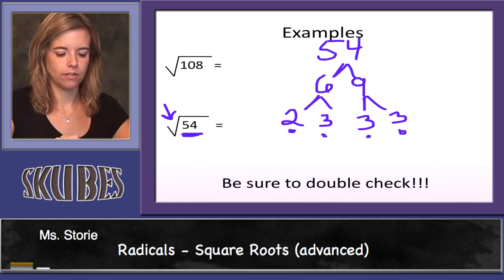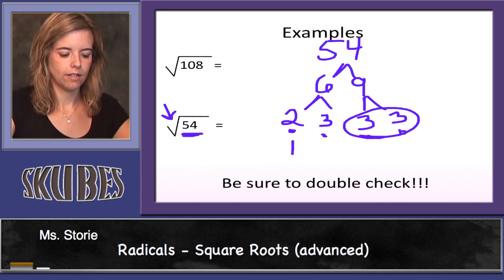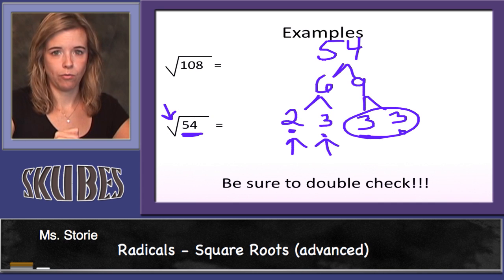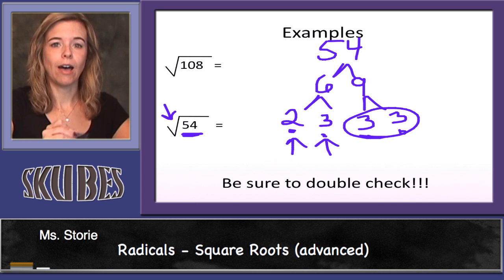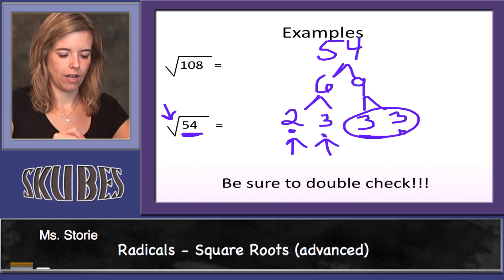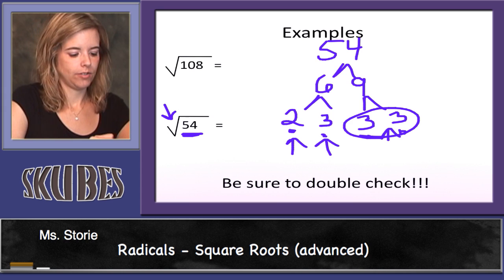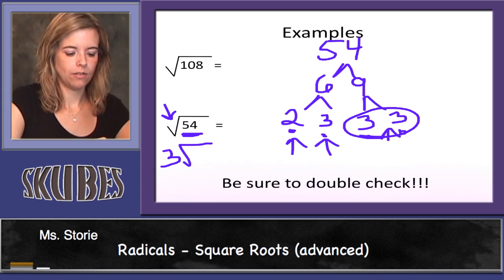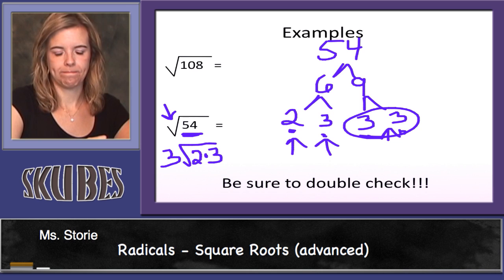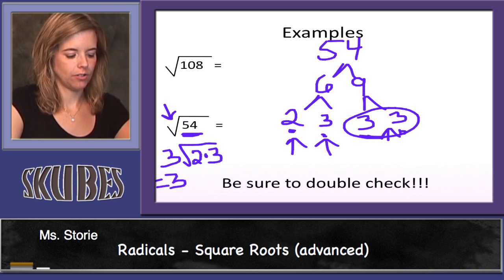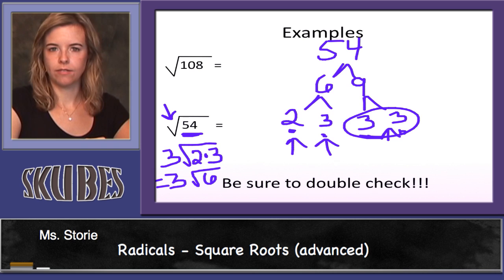Again, we're looking for pairs, and I see that we have a pair of 3s, but then these guys don't have a pair. So they don't go back outside of the radical, they stay inside the radical. The pairs go out. So I have a pair of 3s, and inside the radical I have 2 times the other lonely little single guy, which really means our answer is 3 radical 6.